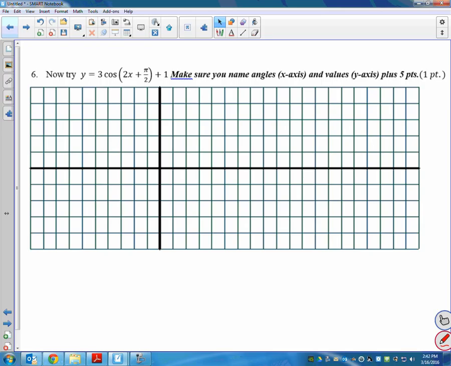So step 1 on this, you want to think about your period, your amplitude, your phase shift. You can even think about your max and your min values if you want, as you're doing that, so you can kind of just keep the pattern going here. So I'm just going to list this stuff out down here. My amplitude is the number in front of cosine, which is 3.